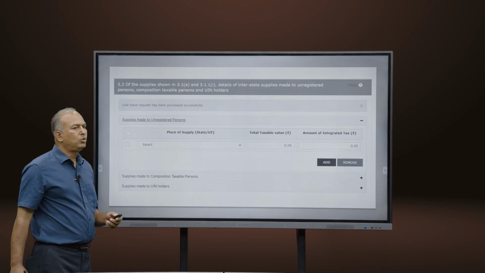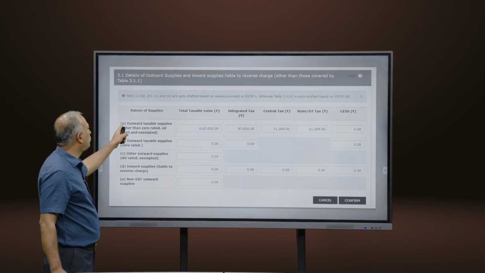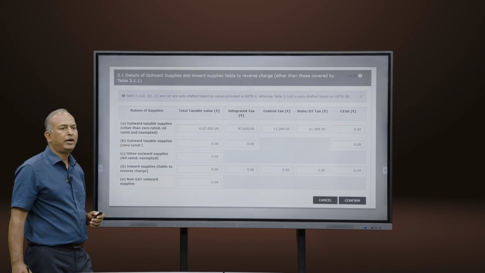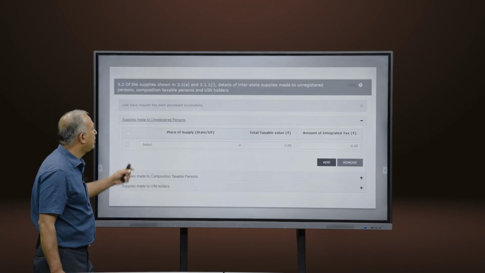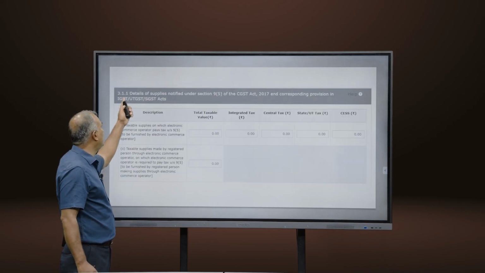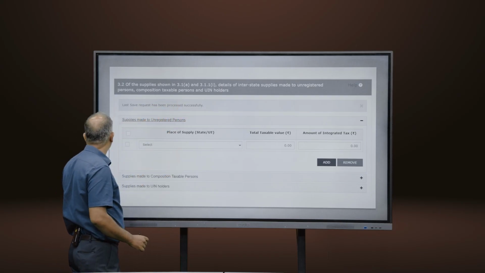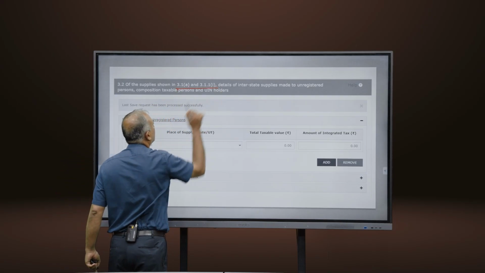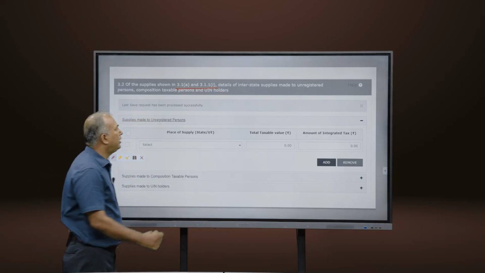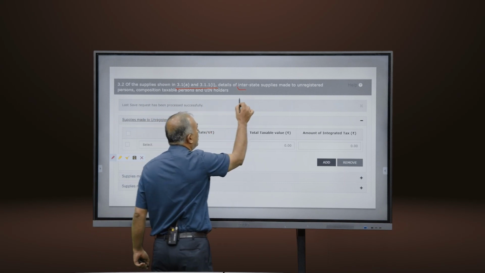Now 3.2 is something that I told you. If you just go back here, 3.1A is outward taxable supplies other than zero rated, nil rated and exempted. It is now flowing from this particular table, and 3.2 is a subset of 3.1A and a subset of 3.1.1. That means this is only for reporting purposes, and it only pertains to out of the 3.1A and 3.1.1.